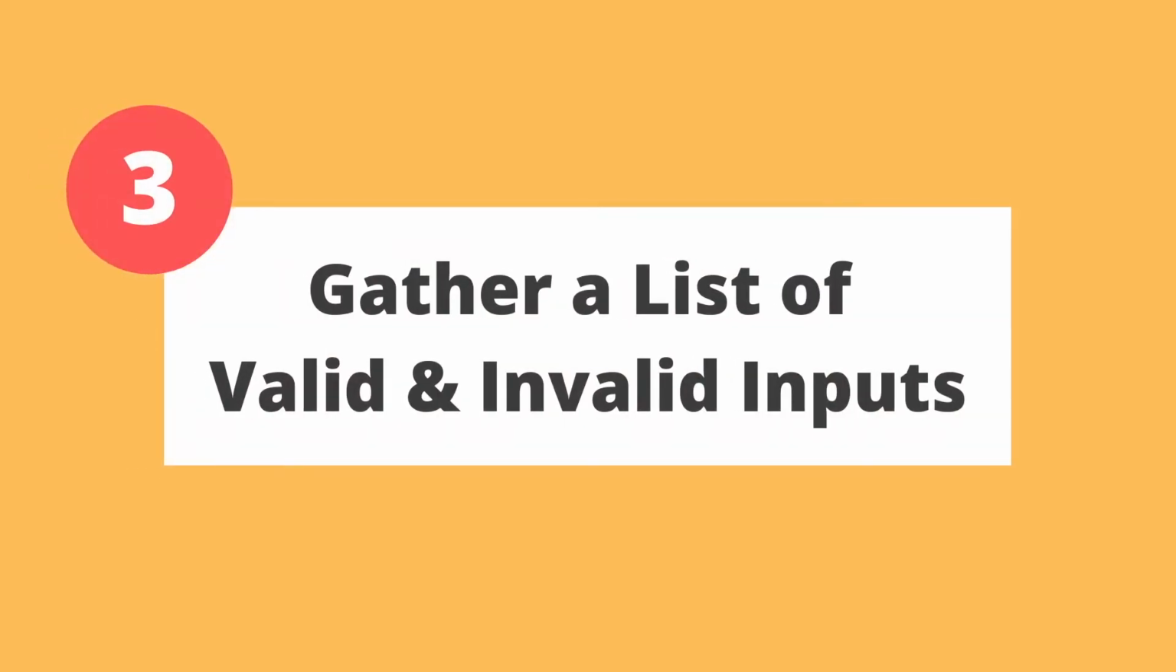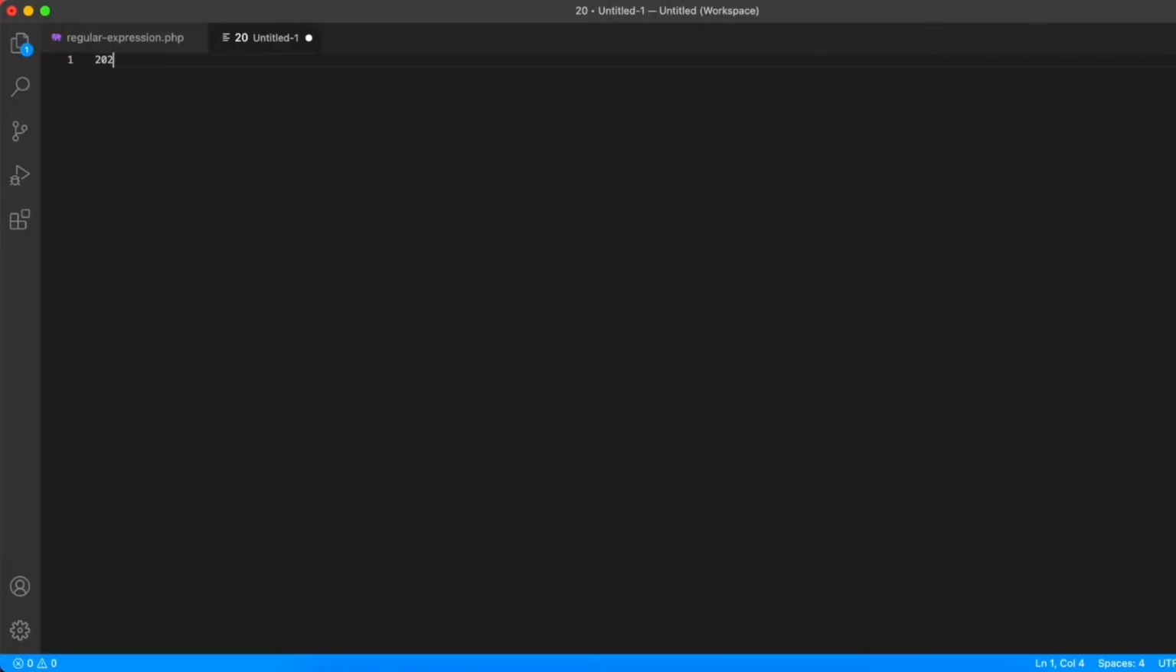Step 3. Gather a list of valid and invalid inputs. Now that we've sorted out any bugs in our expression, it's time to gather a list of valid and invalid inputs that we can test against. This will depend highly on your specific use case. In my case, I'm just going to write down a whole list of valid dates, as you see here. Next, I'm going to write down a list of invalid dates.